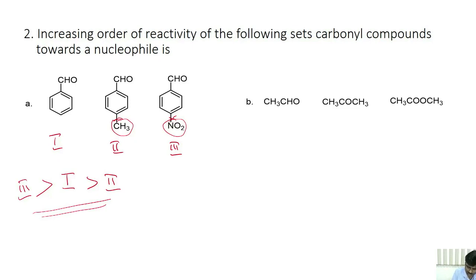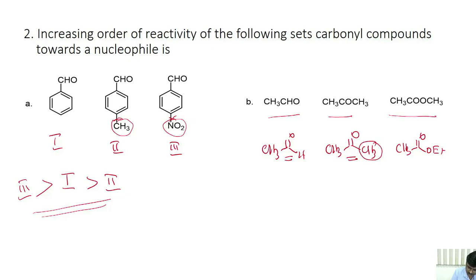Now let us look at this aliphatic carbonyl compound. If you compare the electrophilicity of this carbonyl group with this one, and you have here hydrogen has been replaced with methyl group, which can give more electron density towards the carbonyl carbon. Therefore, the electrophilicity of this carbonyl carbon is reduced comparing to this carbon of aldehyde.